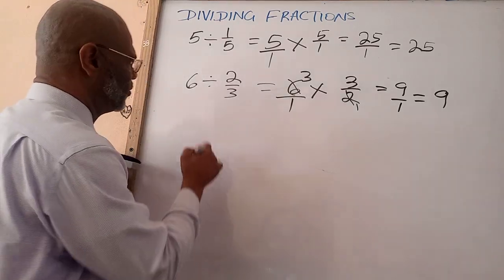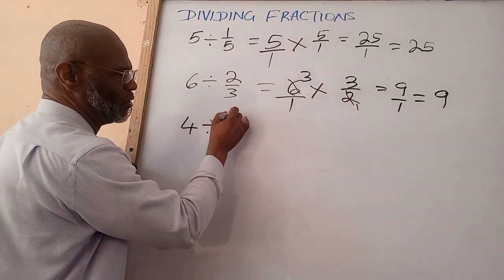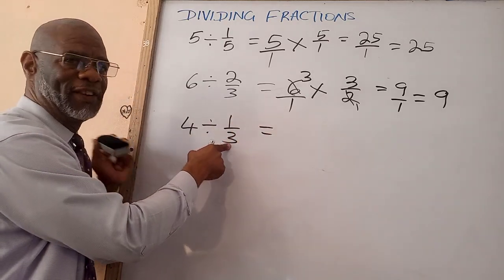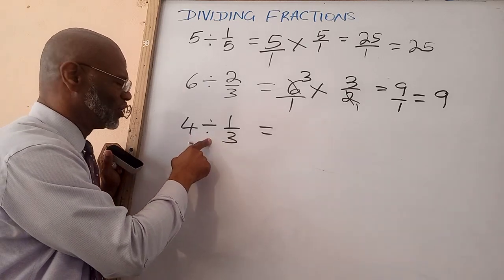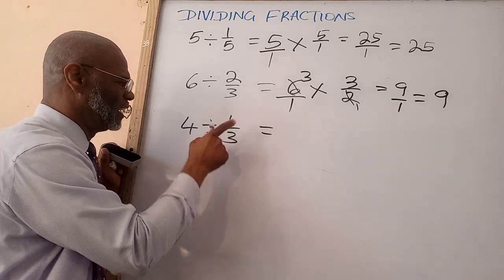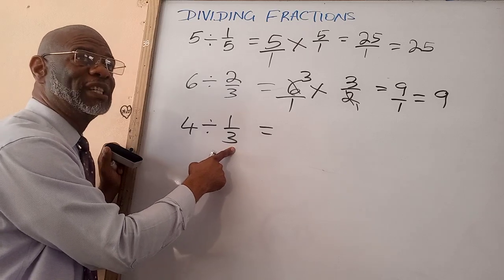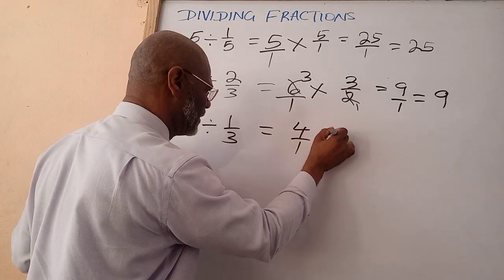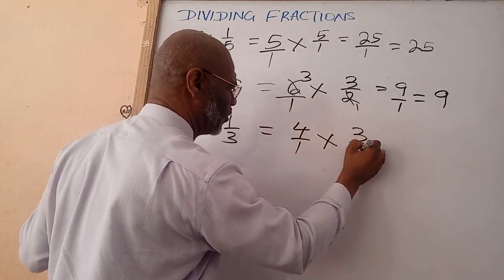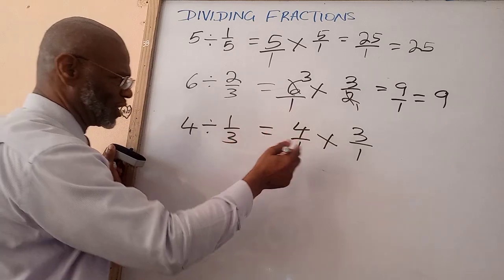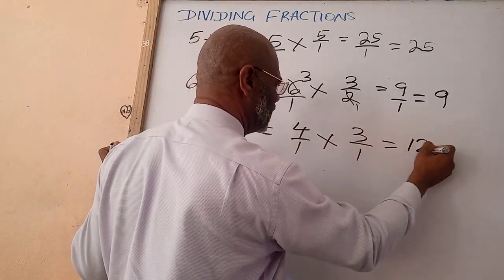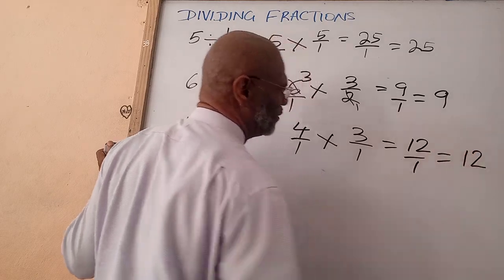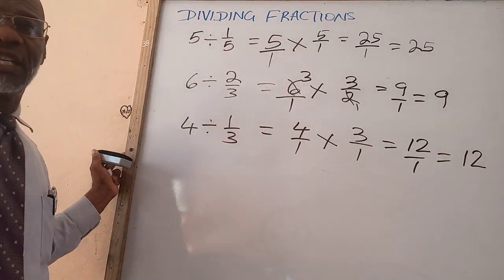Let's look at 4 divided by 1/3. Again, we keep, change, and flip. So keep the 4, change the division sign to multiplication, and we flip the fraction. So we take the reciprocal. So we now have 4 over 1 times 3 over 1. If you multiply those across, we get 4 times 3 is 12. 1 times 1 is 1. 12 divided by 1 is 12. So any number divided by 1 is equal to the number.